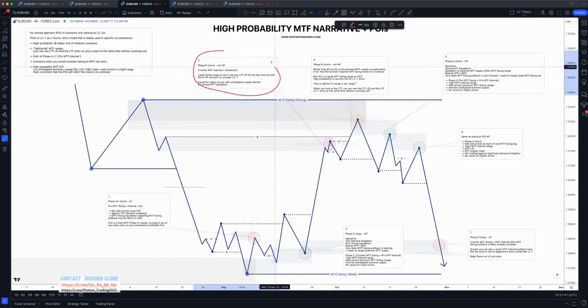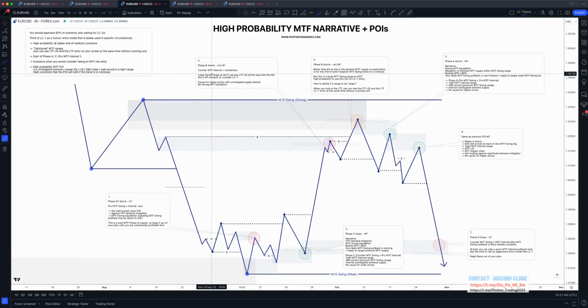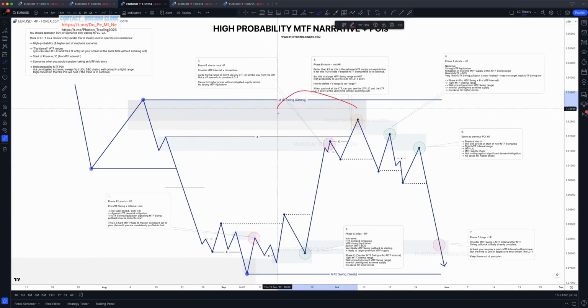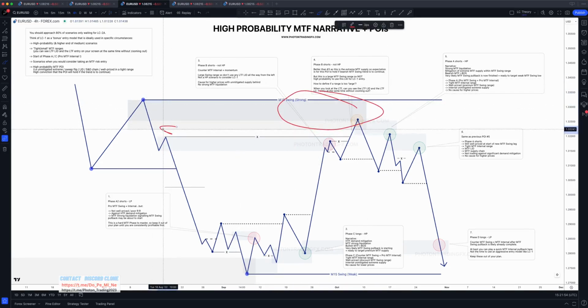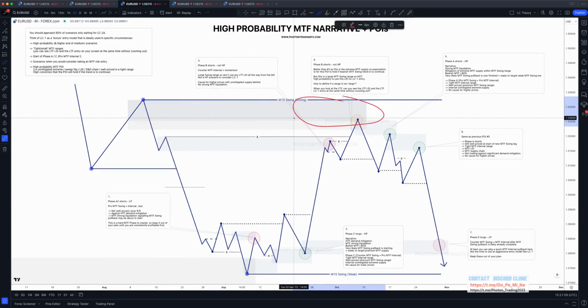And that's what I've said in here. Counter MTF, internal and momentum, it's a large swing range, so don't use any of the lower time frame LID within here all the way from the left. It's never really going to be a high probable scenario to consider LC1. There are causes for higher prices behind, right? Liquidity behind this high, but more importantly, we've got the unmitigated high time frame and medium time frame supply. Just don't let it get involved.